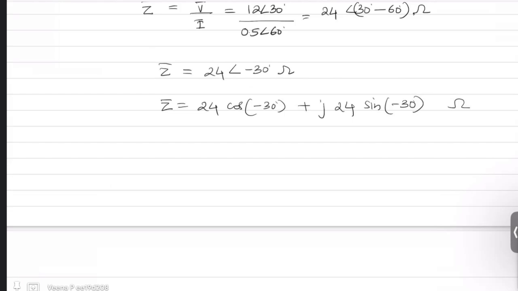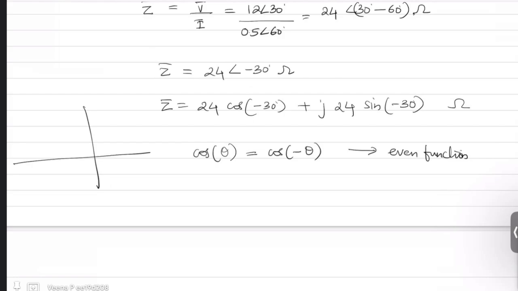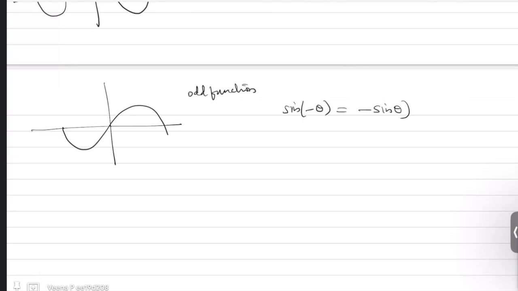Now cos is an even function. Even function means if you take theta as minus theta, it will be the same as your cos theta. That means cos is an even function. Because in the graph you see, this is your cosine wave. Now whatever goes to t, the same goes to minus t. That means cos theta is cos minus theta. Whereas sine is an odd function. That means sine of minus theta is minus sine theta.